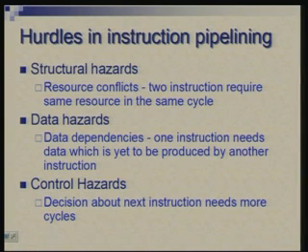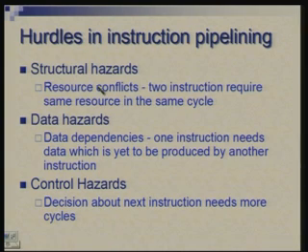So, now if the instructions can flow the way I have shown in the last two slides, everything is wonderful, and you achieve the CPI of 1. But in practice this may not always happen, and there are some obstructions or hurdles in that happening. These hurdles can be classified into three hazards, which are called structural hazards, data hazards, and control hazards.